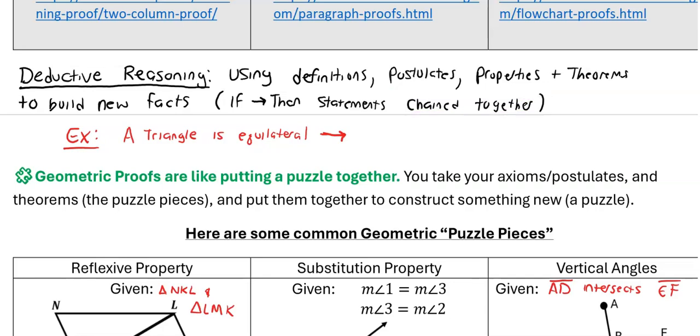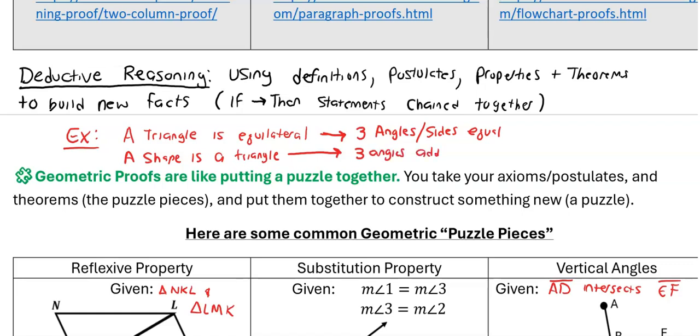If a triangle is equilateral, we know then that the three angles and the three sides are going to be equal. Now, here's how we can chain together another if-then statement. If a shape is a triangle, what can we conclude about that as well? Well, we can conclude that the three angles add up to 180.